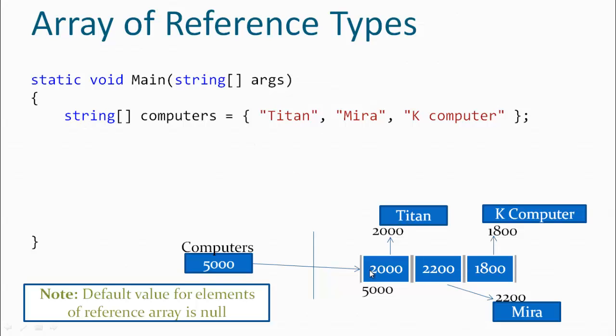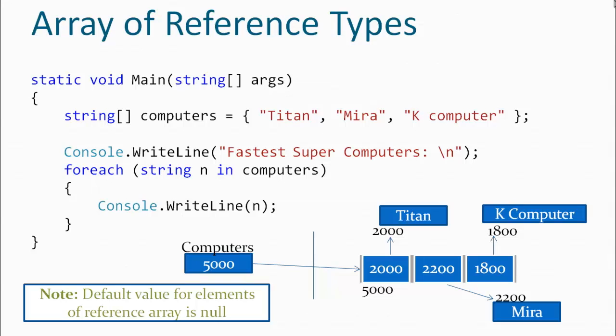As the reference is of string type, it will create this also of string type. But as string is a reference type, it will actually hold references to strings. So this string will get created like this, one independent object. Every string will get created as an independent object and its references will get maintained over here in the array. You can see that the first element of the array is pointing to Titan, the second element is pointing to Mira, and the third element is pointing to K computer. So in fact the size of the array will be 4 bytes plus 4 bytes.